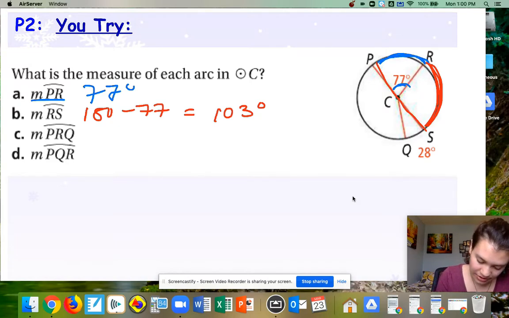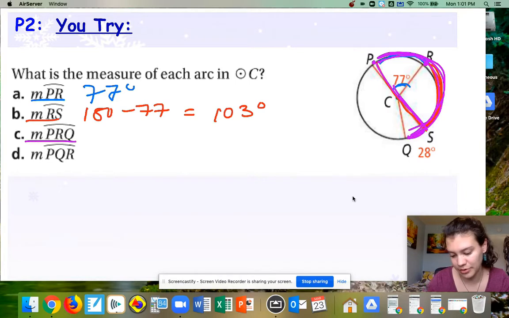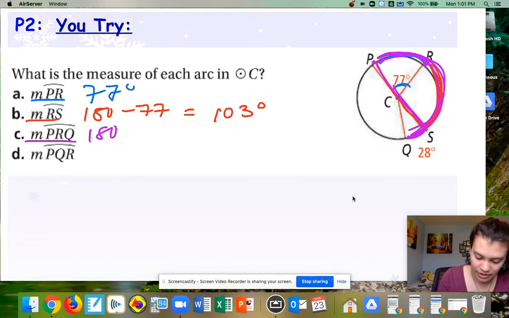Now we're going to do these major arcs. Here you want to be careful that you go in order of them when you label. So you want to start at P, go to R, and then end at Q. So we're going this direction. So here we have 180 right there, and we want a little bit more. So I'm going to do 180 plus 28 to get a final answer of 208 degrees.